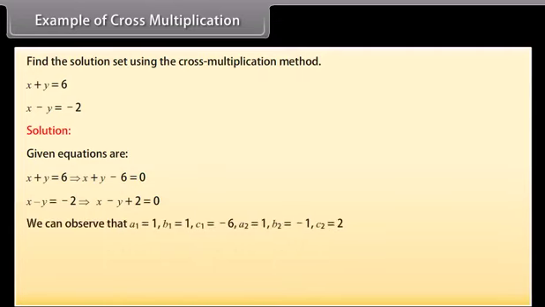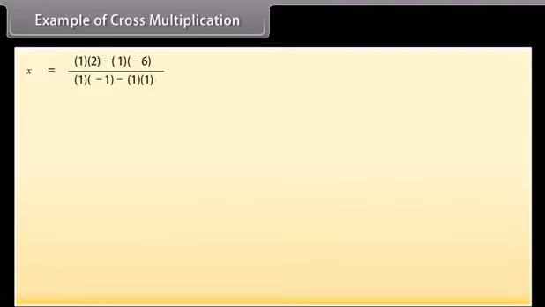We can observe that a1 = 1, b1 = 1, c1 = -6, a2 = 1, b2 = -1, c2 = 2. The solution x is given by x = (b1 c2 - b2 c1) / (a1 b2 - a2 b1). Now by substituting the values we get x = (1 × 2 - (-1)(-6)) / (1 × (-1) - 1 × 1). By calculating we get x = 2.